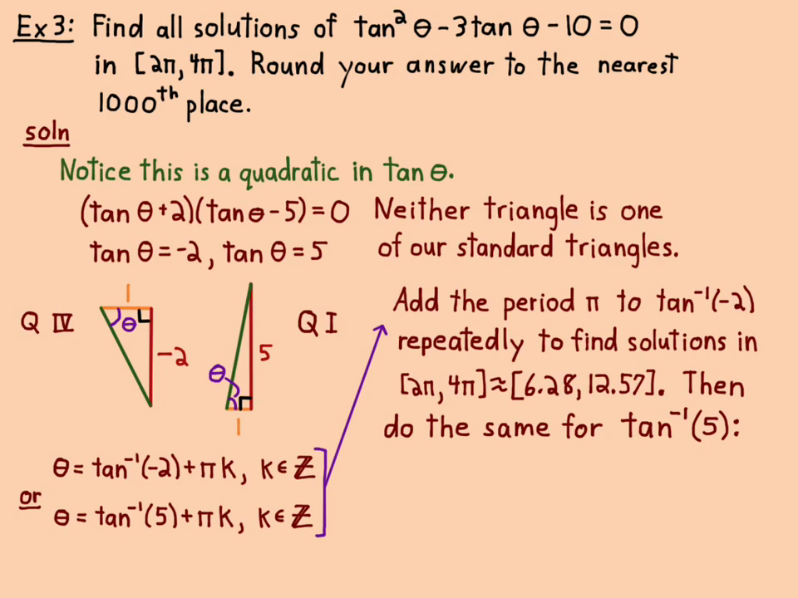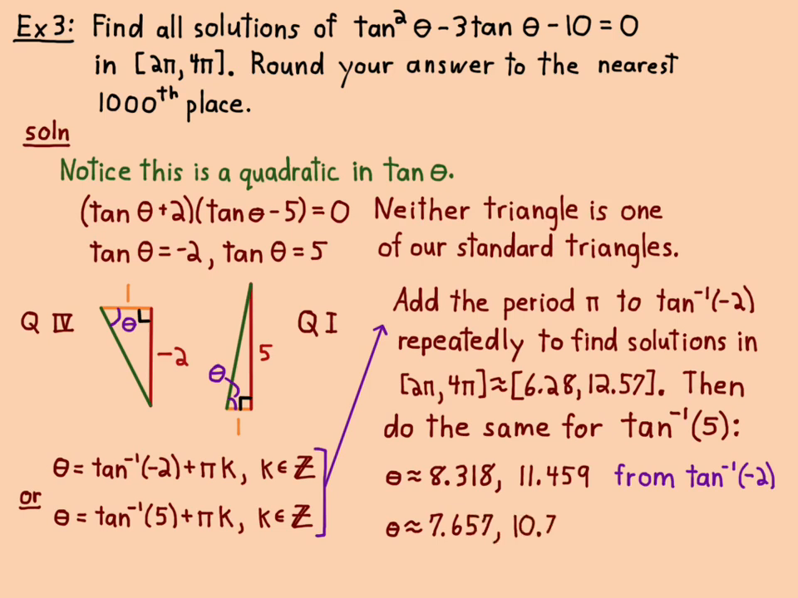Then you do the same thing, adding the period pi to the values of arctangent 5 until you get all the values that are in that interval. So what I got was theta equals 8.318 and 11.459 from tangent inverse of negative 2. And I got 7.657 and 10.798 from tangent inverse of 5.